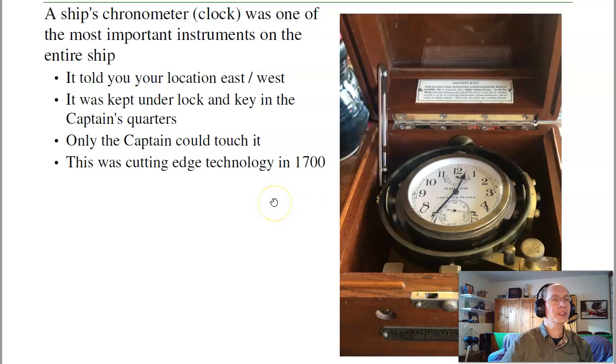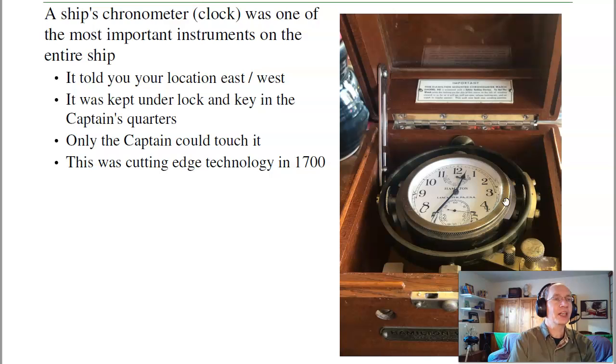If you go on some of the old ships, like in Boston or Baltimore Harbor, they've got the USS Constitution, and in the captain's quarters is the chronograph, or a clock. The clock was all important. Only the captain could touch the clock. It was locked up under the captain's ward. Only the captain had a key to this clock. That clock is very, very important. It's one of the most important parts of the ship.